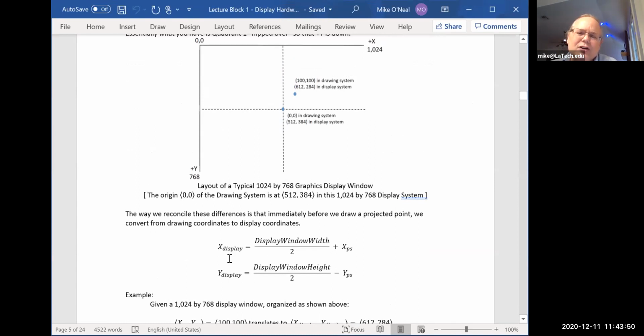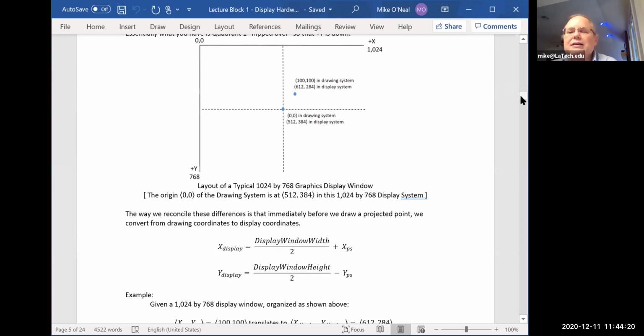It turns out that the equation is, well, to get X display, what's the width of the window divided by 2? Well, the width of this window is 1024, so 1024 divided by 2 is 512, plus whatever your X perspective projection is. Remember, the point that we're drawing here is X perspective, Y perspective.